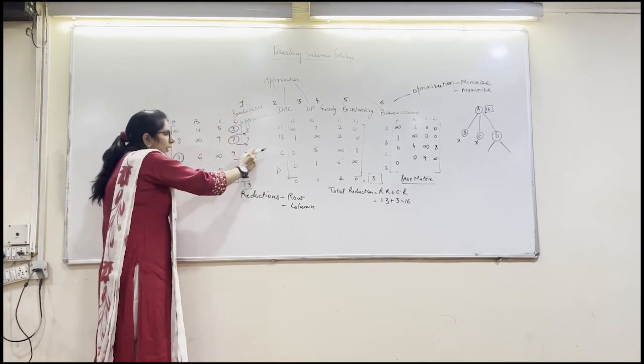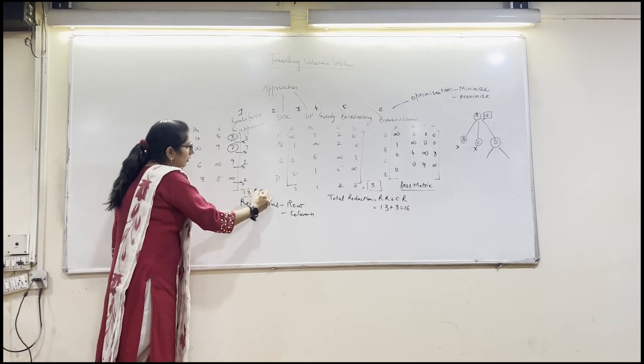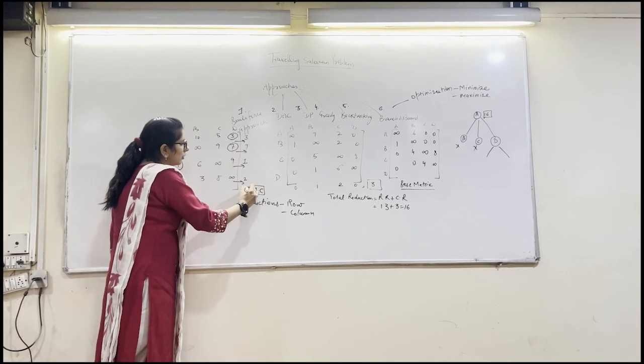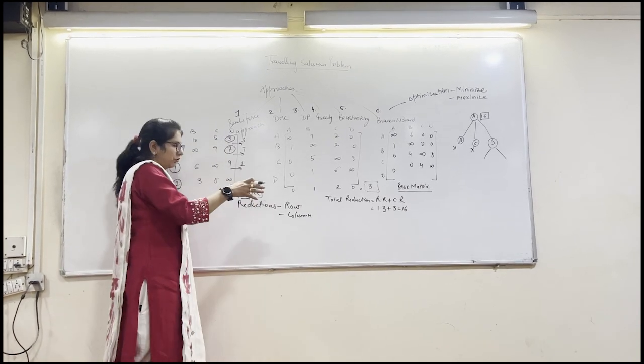So if we calculate this reduction cost row-wise, it will be 13, and we are mentioning it with RC, that is the row reduction cost. RC is the row reduction cost.